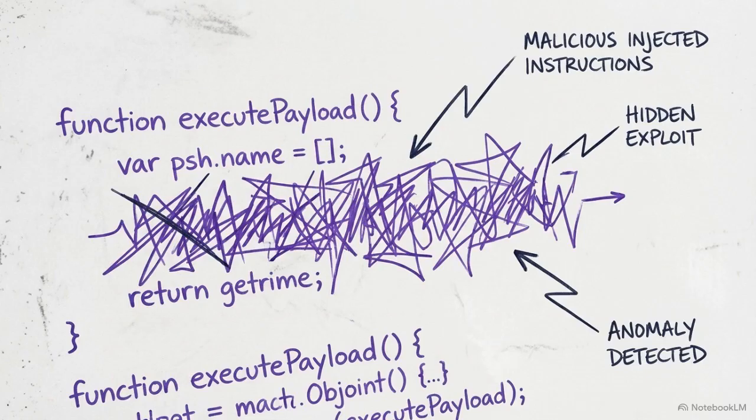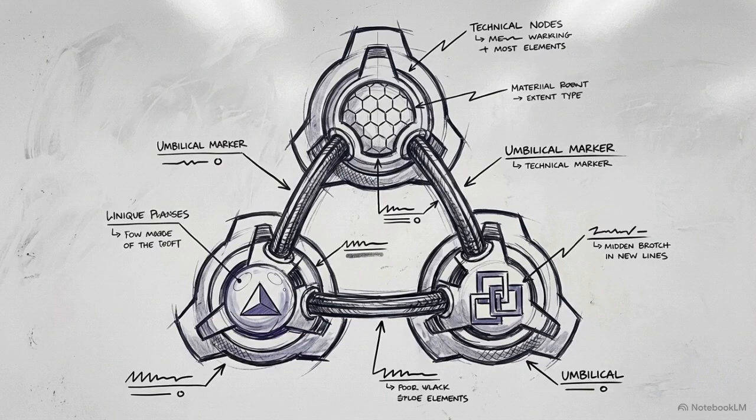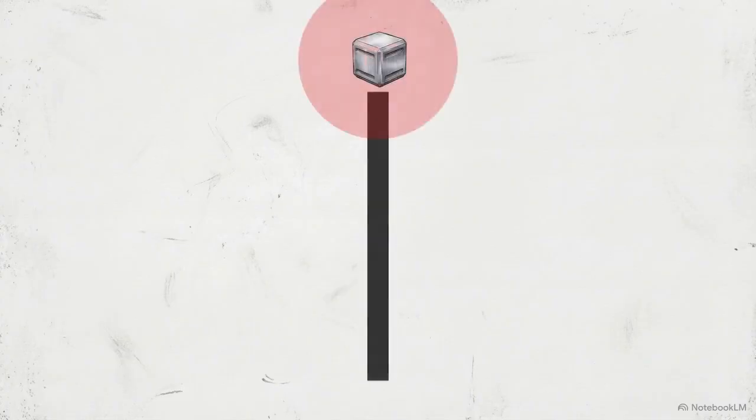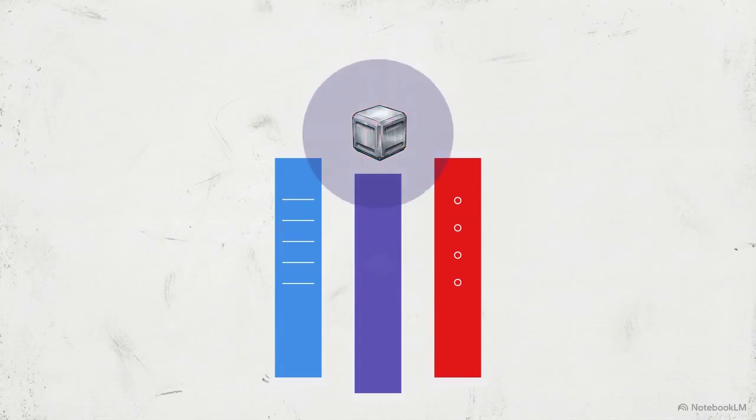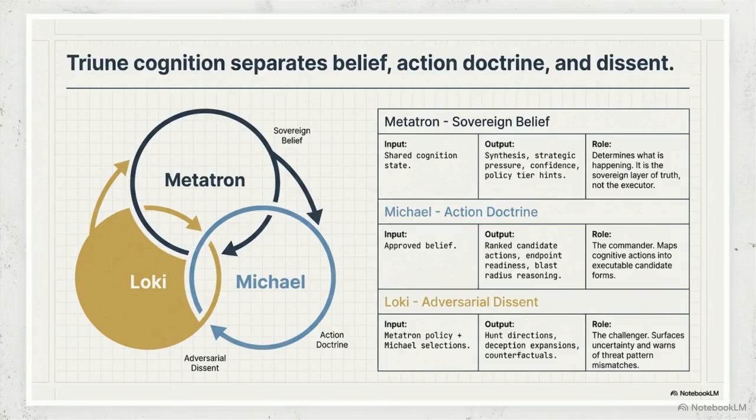The solution is the multi-agent cognitive arbitration engine. Instead of one validator, it uses a structured core of specialized reasoning agents, distributing the analytical load to eliminate single-point cognitive failures. This diagram outlines triune cognition. It explicitly separates the evaluation process into three distinct operations: belief, action planning, and adversarial dissent.